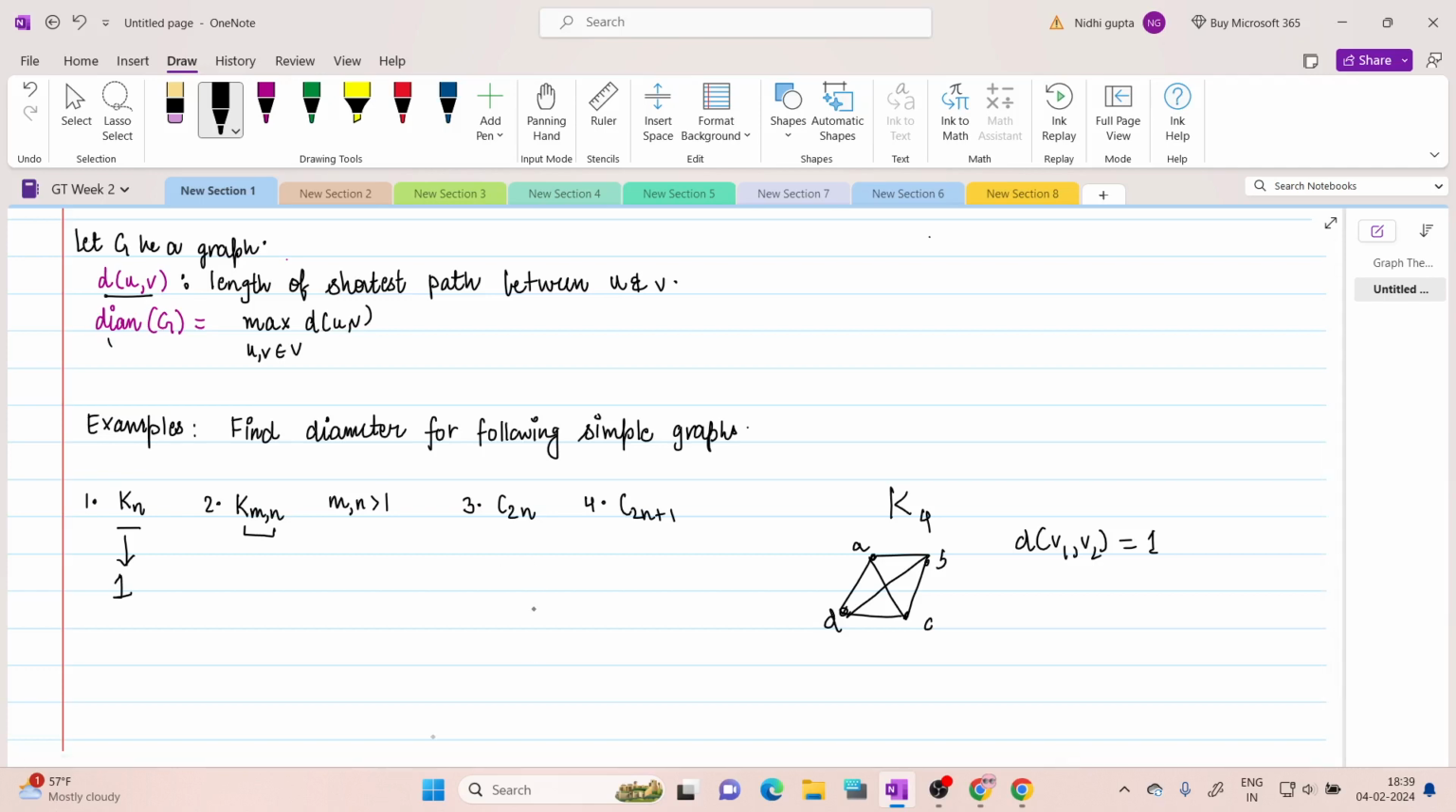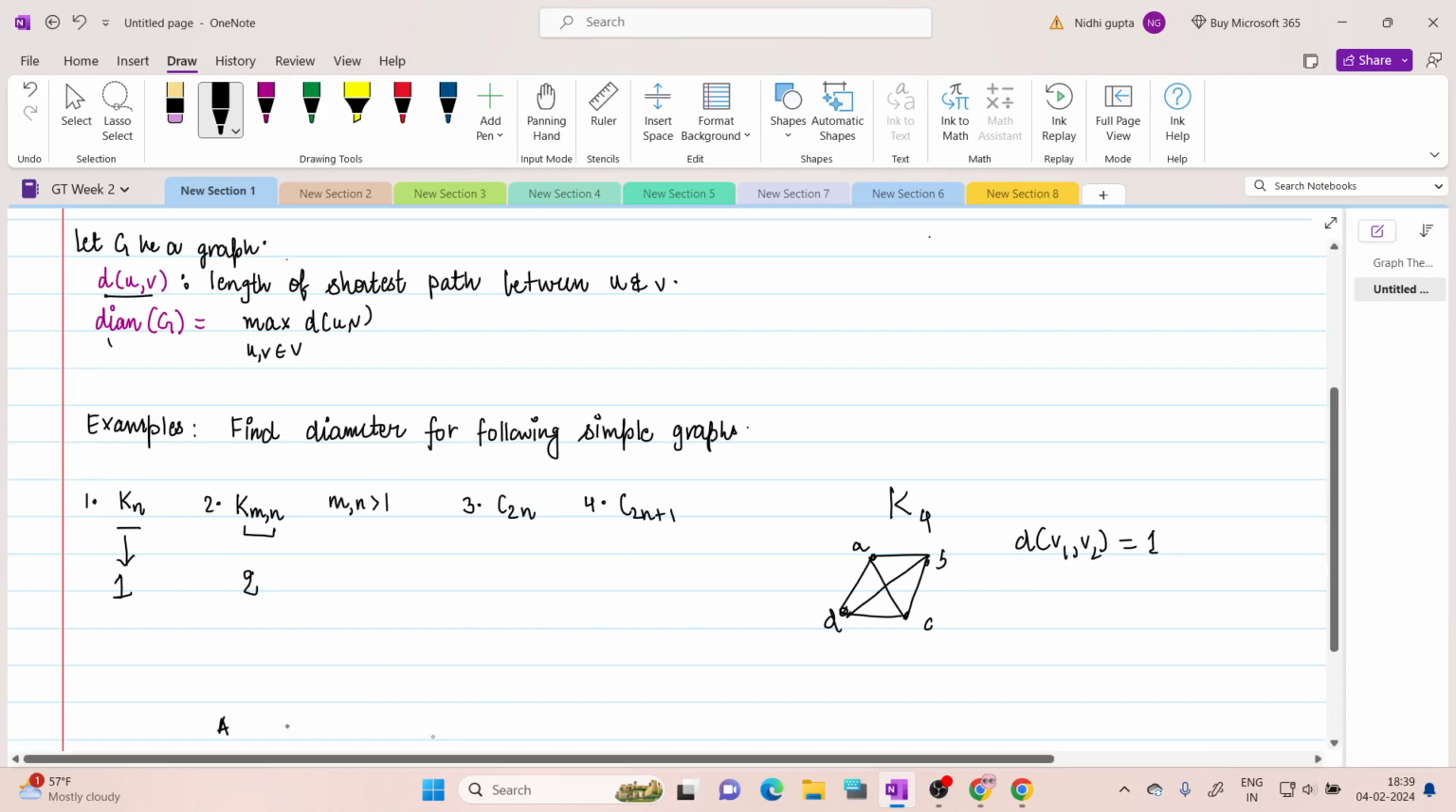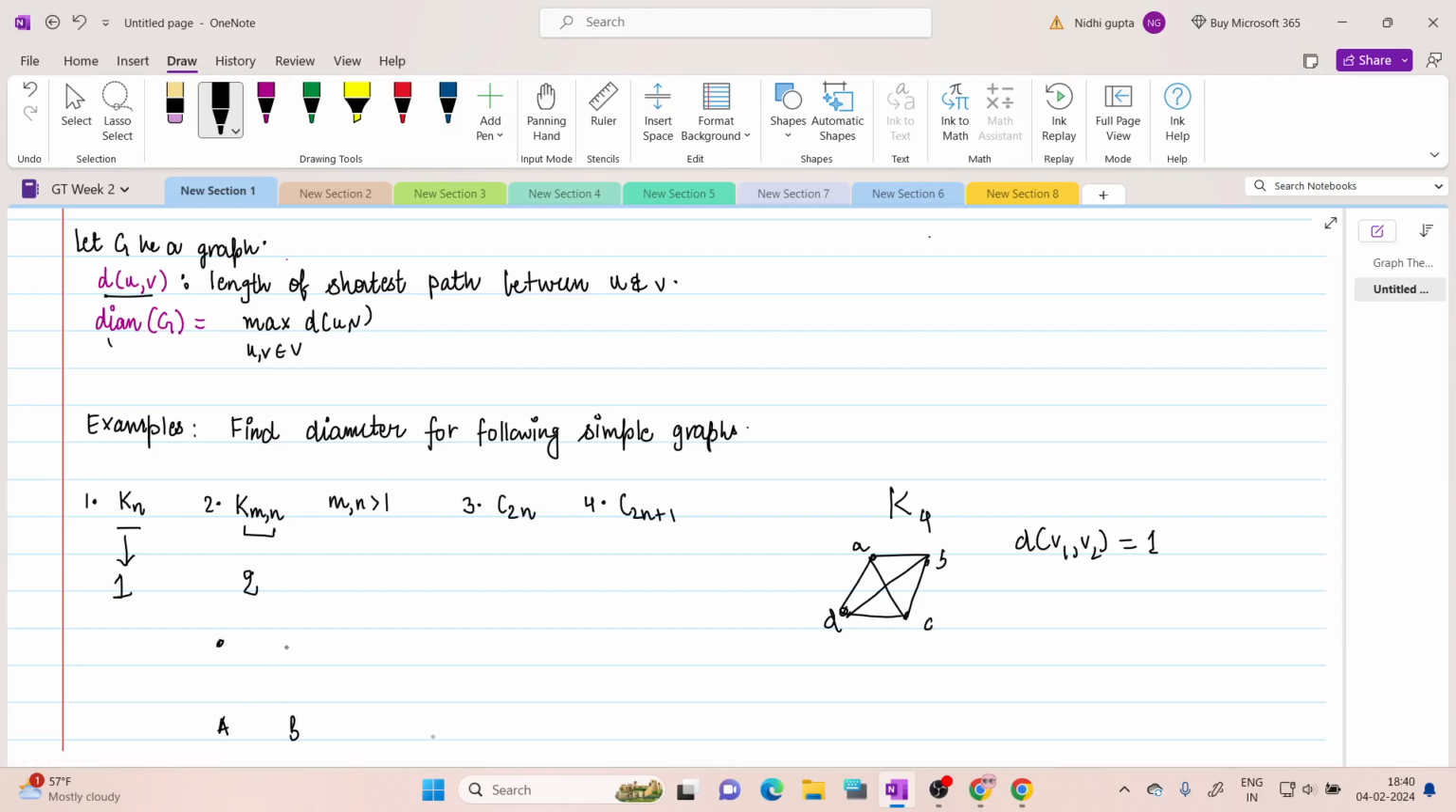The length between two vertices can be 1 or 2, and the diameter will be 2. Did you understand? If it is a complete bipartite graph, that means we have two partitions A and B. Suppose V1 and V2 are in different partitions, what is the length of the shortest path?